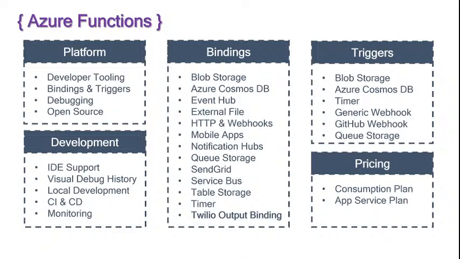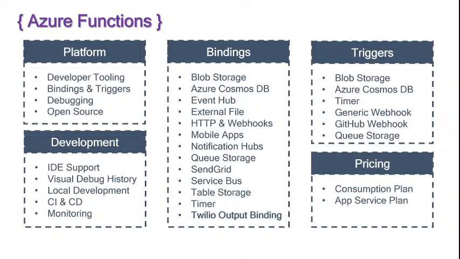As mentioned in the previous slides, Azure Functions work with bindings and triggers. Bindings, as I mentioned in last week's episode, are more or less like input variables and output variables. Some of the input variables or bindings are the triggers that cause Azure functions to wake up or trigger. As of now, this is just a few of the many bindings there are: blob storage, Azure Cosmos DB, Event Hub, external file, HTTP webhooks, mobile apps. These are just a few of them.